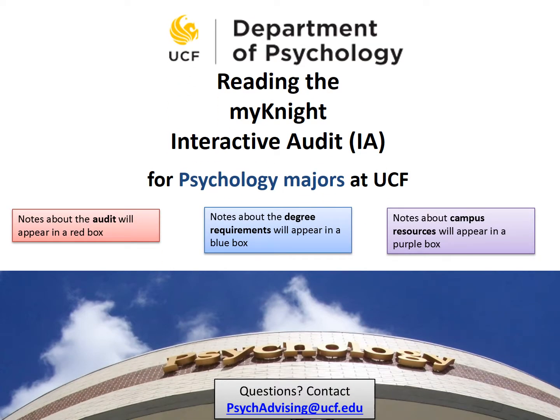This video is going to go over the myKnight interactive audit on myUCF for psychology majors at UCF. Notes about the audit will appear in a red box. Notes about the degree requirements will appear in a blue box. And the notes about campus resources will appear in a purple box. If you have questions, just email us at psychadvising@ucf.edu.